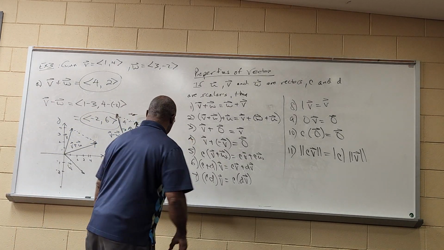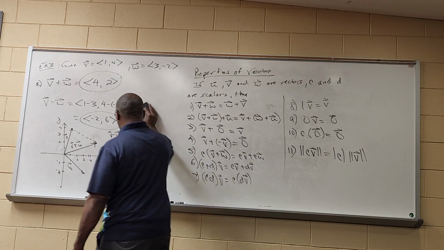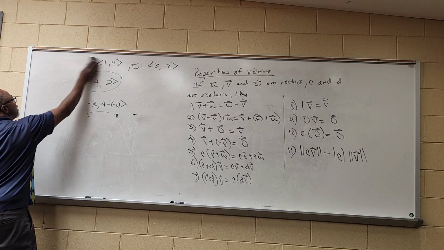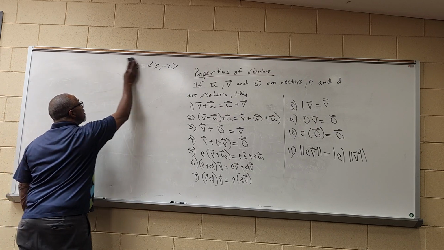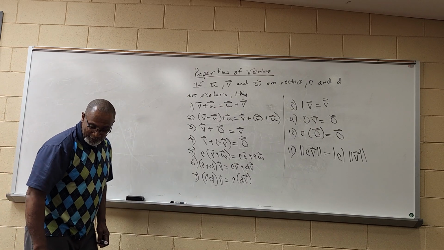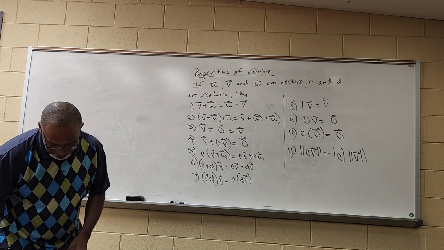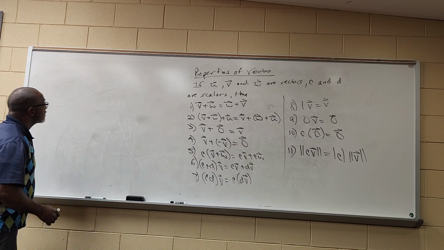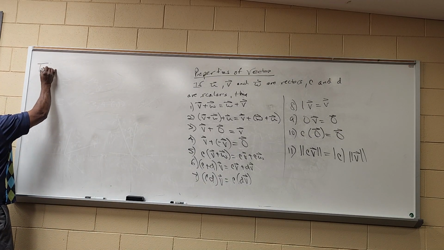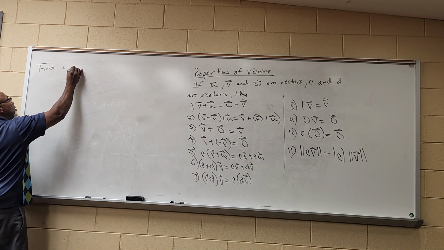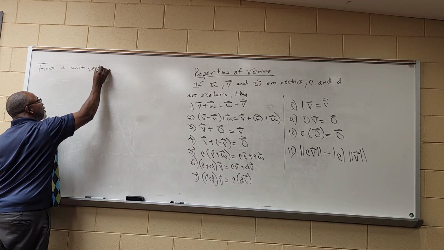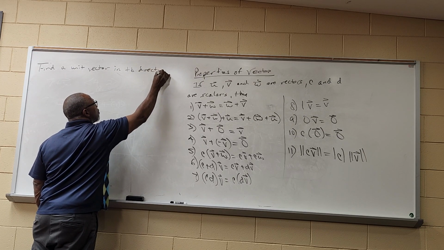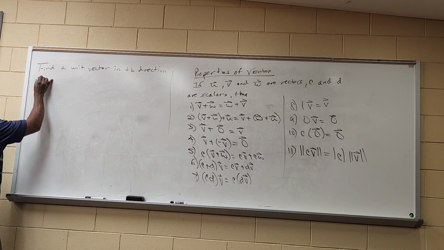And a lot of these are properties of the real number system, so a lot of those should look pretty familiar to you. Well, the next thing we want to talk about is finding a unit vector in the direction of a given vector.